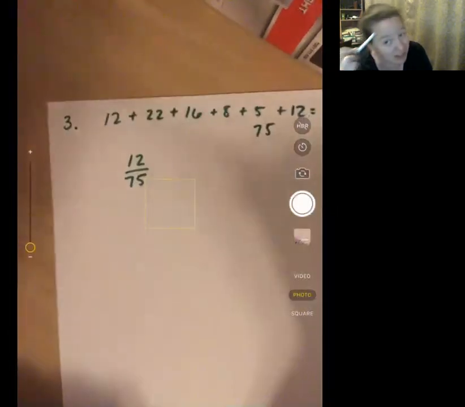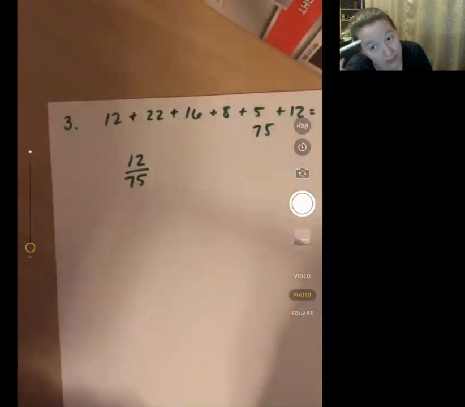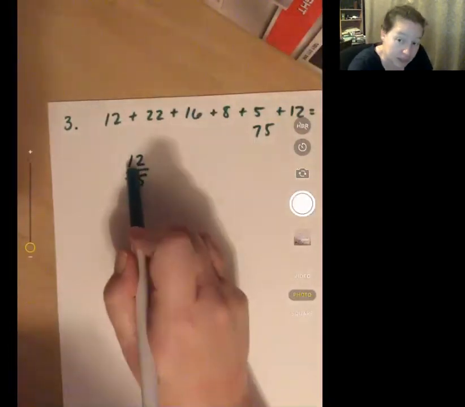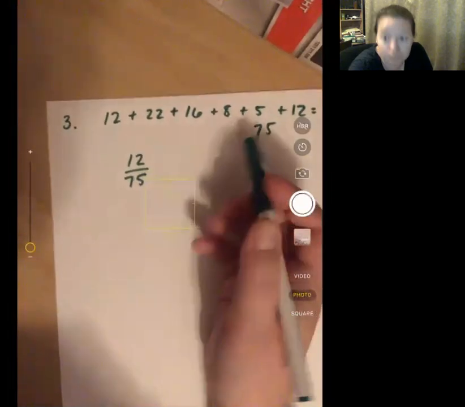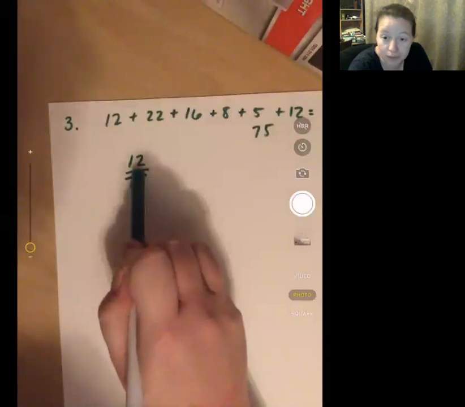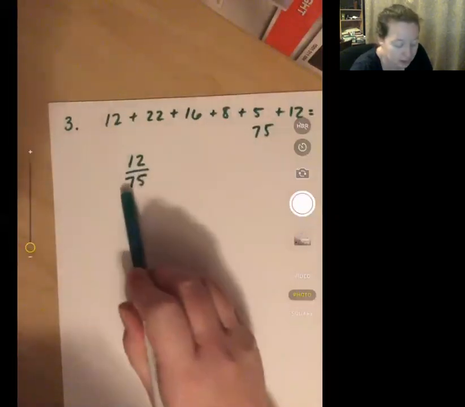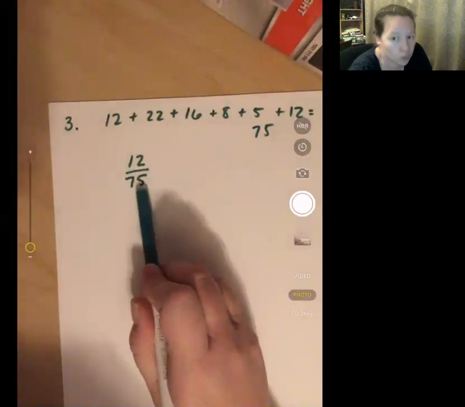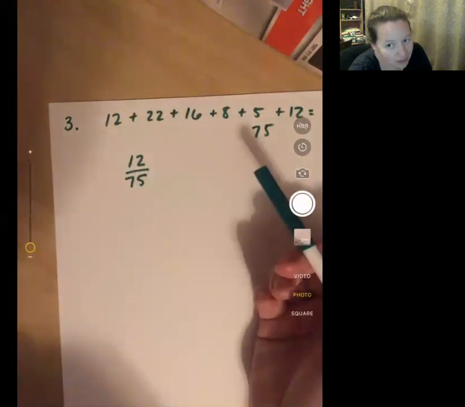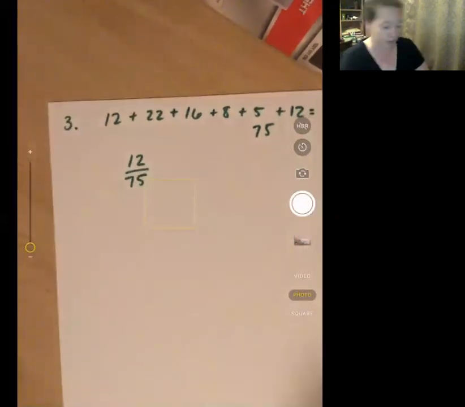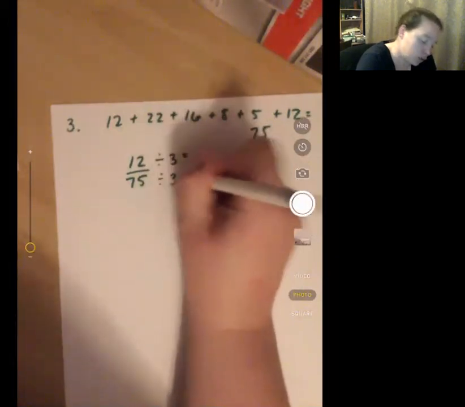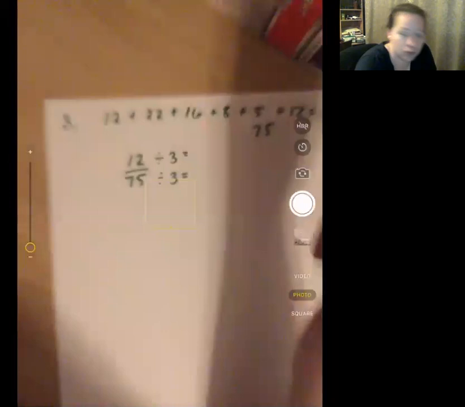So now we have to think, what was the rule for 3? Well, if I add the numbers together and I can divide by 3, then I can divide by 3. So 1 plus 2 is 3, which means I can divide by 3. 7 plus 5 is 12. 1 plus 2 is 3. So I can divide by 3. I can take a 3 out of both of these. Divided by 3, divided by 3. 12 divided by 3 is 4.